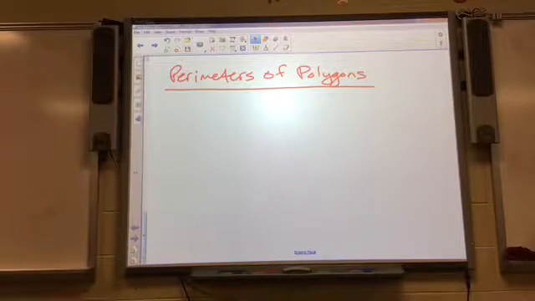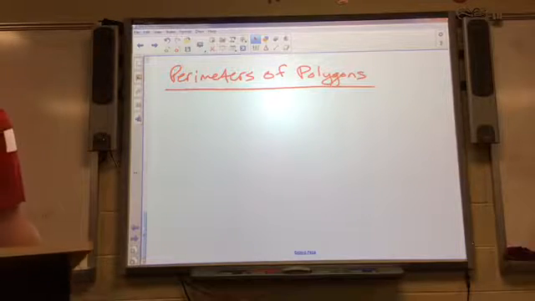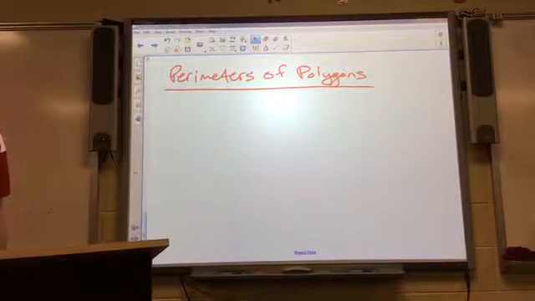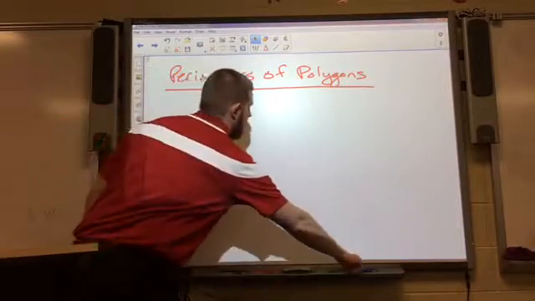Okay, perimeters of polygons. I'm not going to put the diagram down, and I'm not going to put all the other stuff down, I'm just going to put the words. It says, if two polygons are similar, then the ratio of their perimeters is equal to the ratios of their corresponding side lengths.